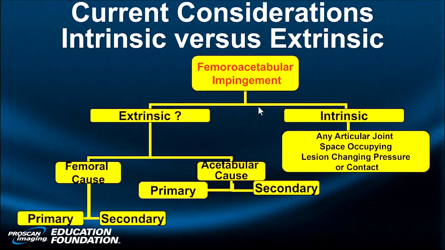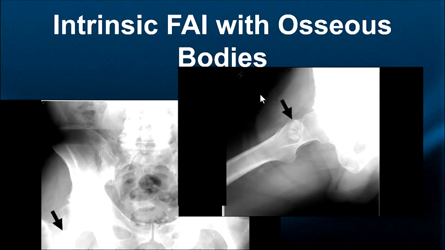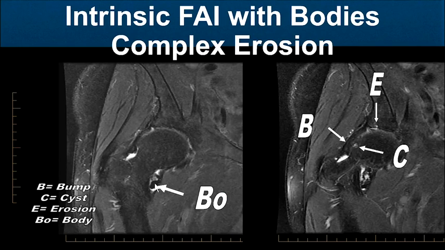Now, you can also have intrinsic and extrinsic impingement. What is intrinsic impingement? It's when something in the joint pushes the femoral head anterior and upward, like pulvinar fat, a plica, a body, some object inside the joint, like this one right here. That object is pushing the femoral head up.